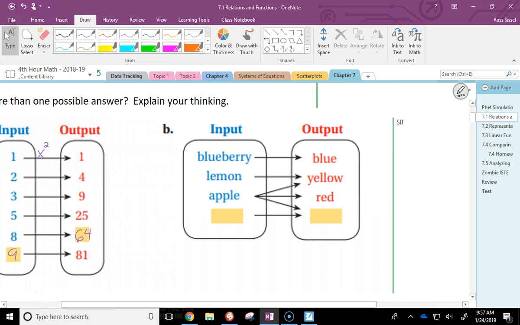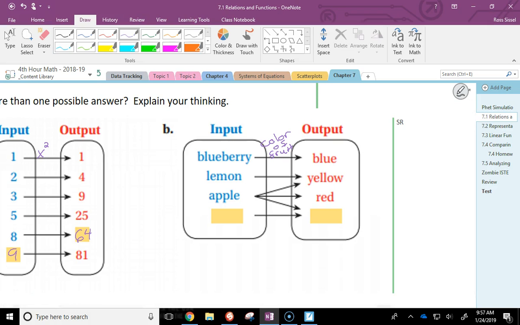I put blueberry in, and blue comes out. I put a lemon in, yellow comes out. I put apple in, and yellow comes out, red comes out, or something else could come out. What do you think is happening here? What's the relationship? The colors of the fruits. Okay, so the color of the fruit. Is there more than one possible answer?